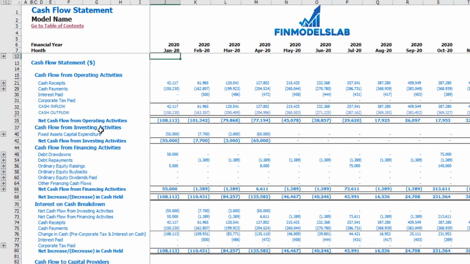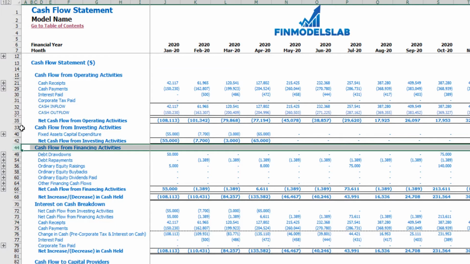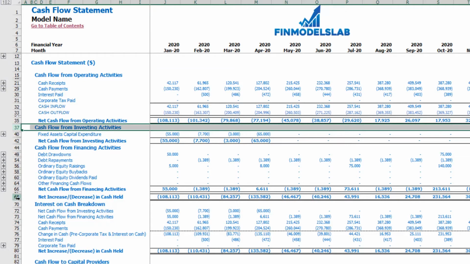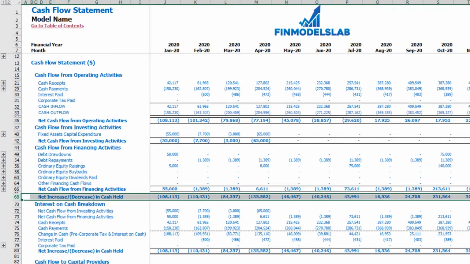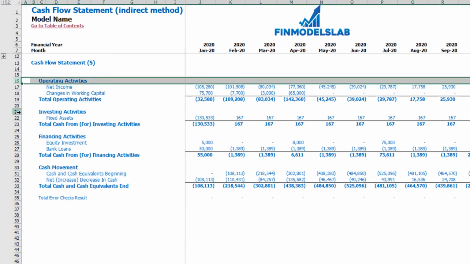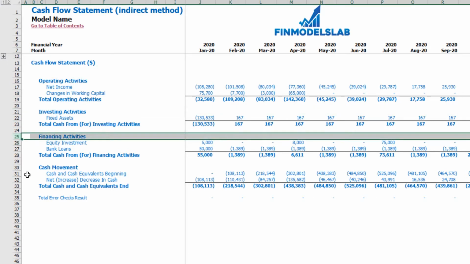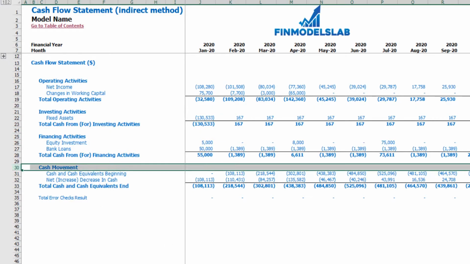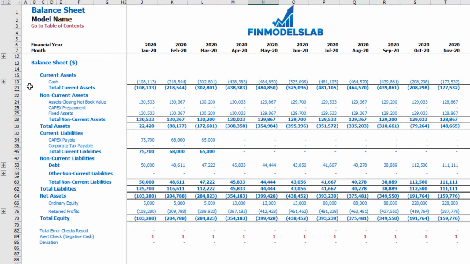On the cash flow tab, you may see your cash flow statement breakdown by operating activities, financing activities, and investing activities, and as a result, net increase or decrease in cash held. The more collapsed form cash flow statement, indirect method, has the same operating activities, investing activities, financing activities, and your cash movement in more collapsed form. On the balance sheet, you may see your current assets, which is cash, non-current assets, current liabilities, non-current liabilities, and your equity broken down by months for the 5-year model.